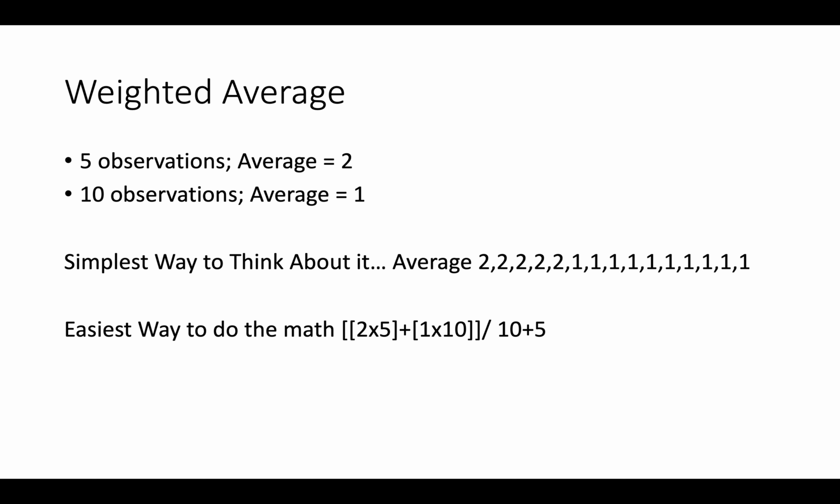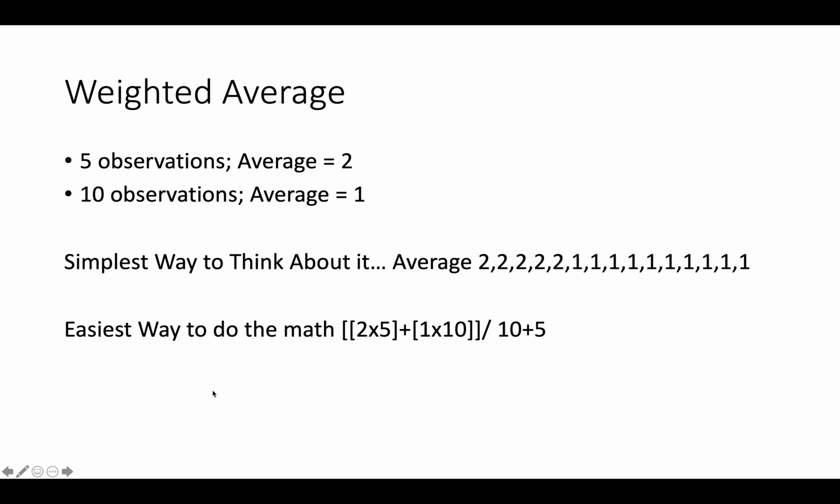So what I need to do is bias this average in favor of the group with more observations, right? Because it's unfair to average together 2 and 1 directly when you only have half as many observations in the first data set as you do in the second data set. So the simplest way to think about it is, I don't have an average of 2 here. I have 5 2s. 1, 2, 3, 4, 5. And I don't have an average of 1. I have 10 1s. 1, 2, 3, 4, 5, 6, 7, 8, 9, 10. You add those together, divide by the total number of observations, 15. So you get 20 over 15.